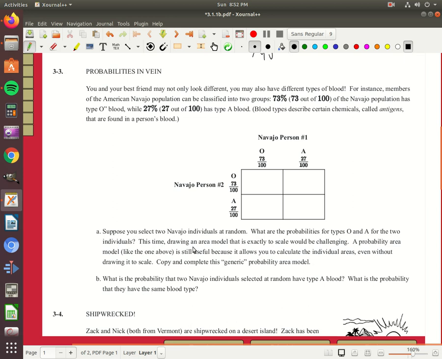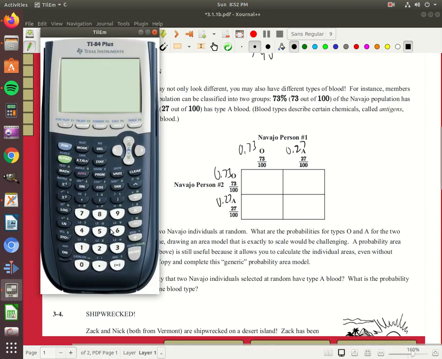This time, drawing an area model that is exactly to scale would be challenging. A probability area model like the one above is still useful because it allows you to calculate the individual areas even without drawing it to scale. Copy and complete this generic probability area model. So we could do it as fractions, but this one I think I'm actually going to do as decimals. 73 over 100 is 0.73 and 27 over 100 is 0.27. So that's what I'll do. I will grab my calculator and I will just do that math.